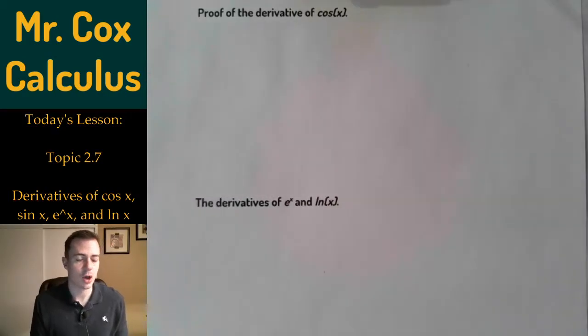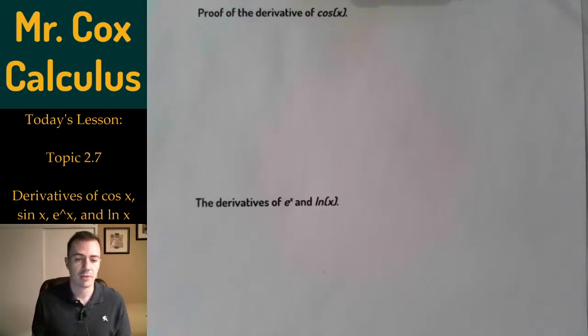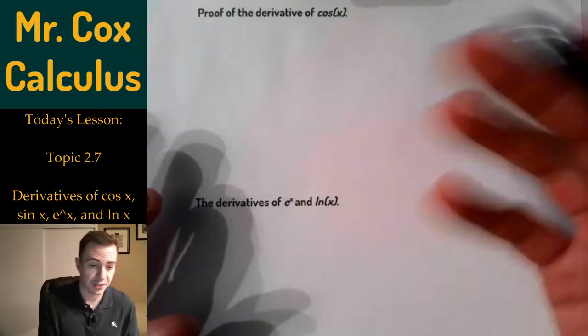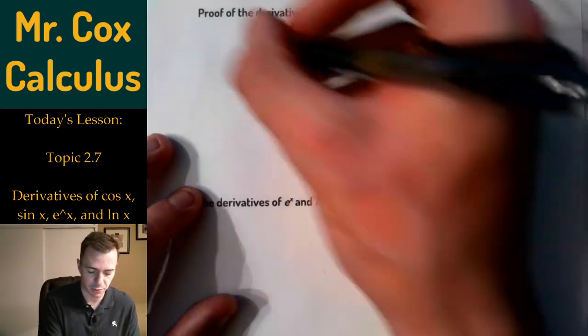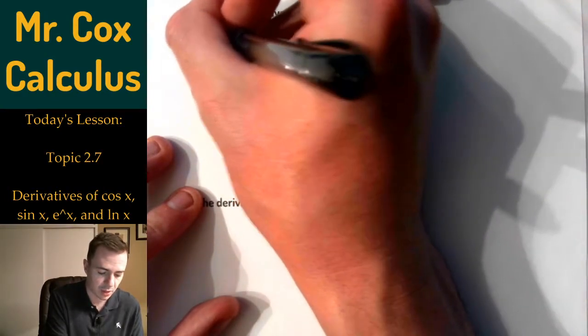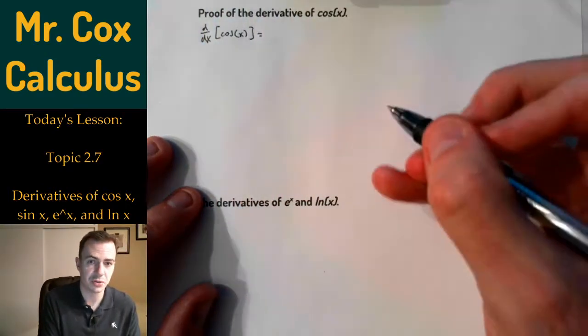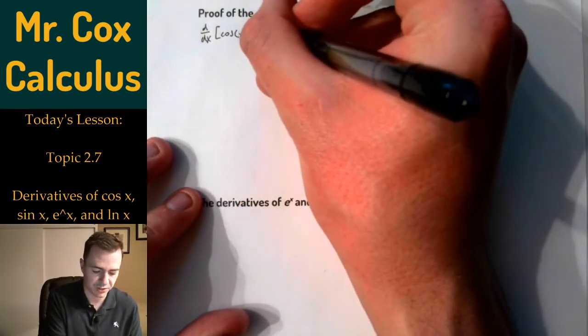In the previous video, we showed that the derivative of sine of x was equal to cosine of x. And what I want to do now is the proof for the derivative of cosine of x. A lot of it's going to follow the same way that the proof did for the derivative of sine of x. So if I want to take the derivative of the cosine of x, I'm going to use my limit definition to prove what this equals.